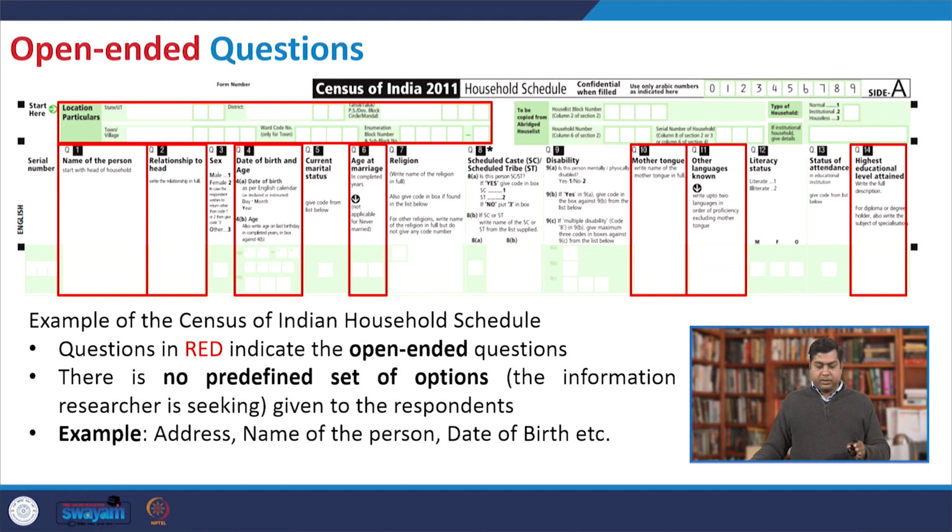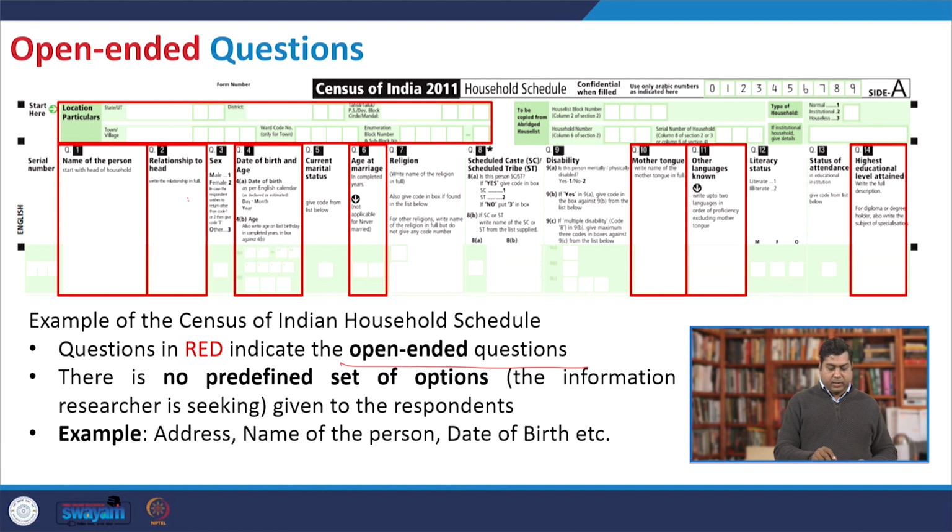Whatever area you can see identified with that particular red outline, these are all open-ended questions. Let us understand: name of the person is definitely nominal information data. Where you ask the name, you cannot give some kind of prediction, like name XYZ. So this is again something you can call open-ended.